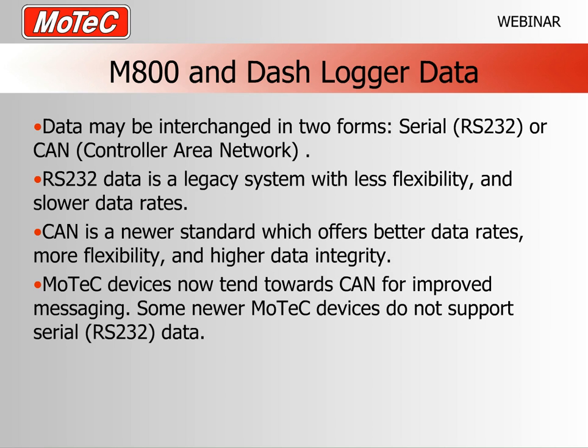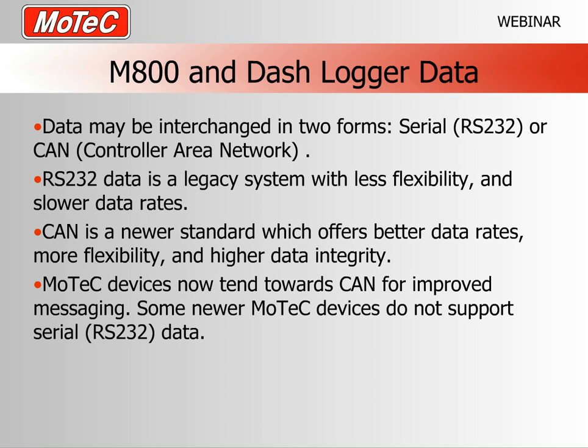Now RS232 data is an older system which has been in use for many years, is a reasonably good system at a lower speed, whereas CAN is a newer standard that's been around for about the last 25 years, has much higher data rates, a great deal more flexibility, and also a lot more data integrity. By that what we mean is that the data is checked and protected, so that if there's any issue with the values that are transmitted, the CAN system can recover that information. RS232 systems tend to send data without any form of error checking, and so Motec has incorporated some error checking into the way this data is transmitted and received.